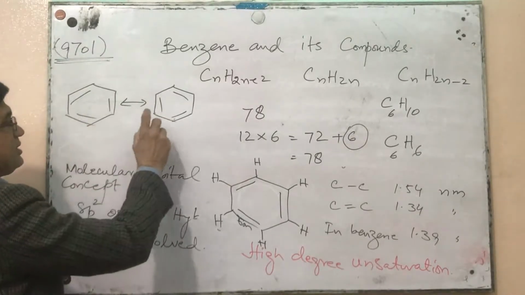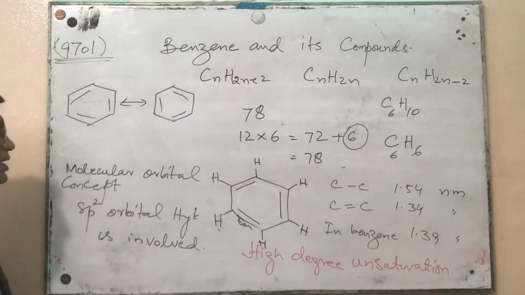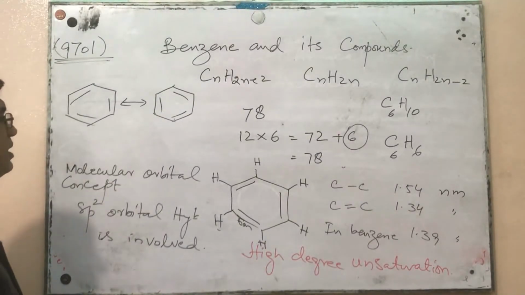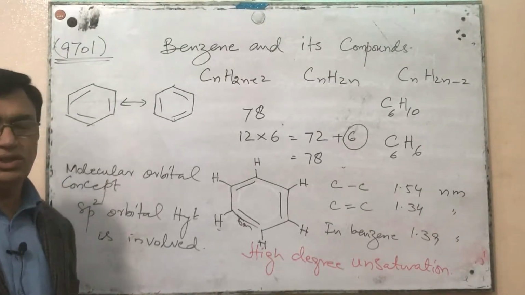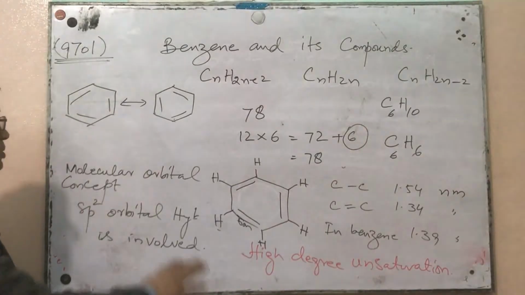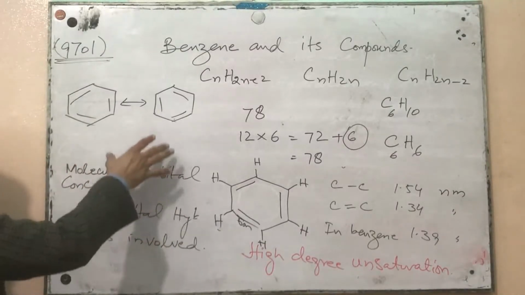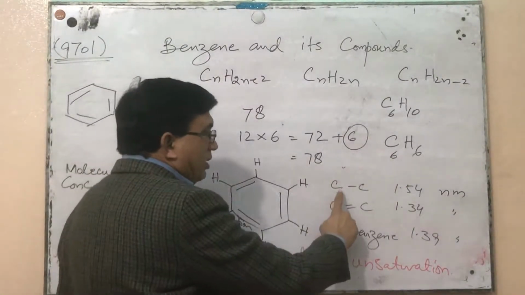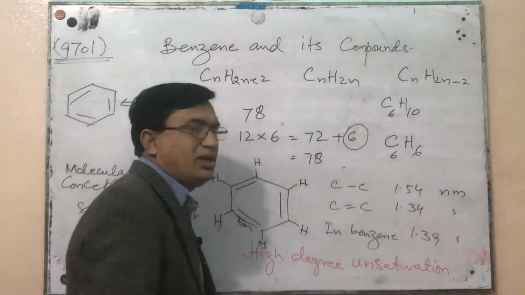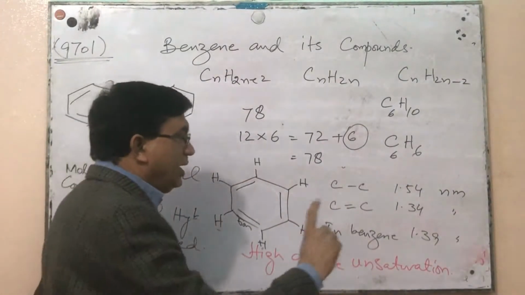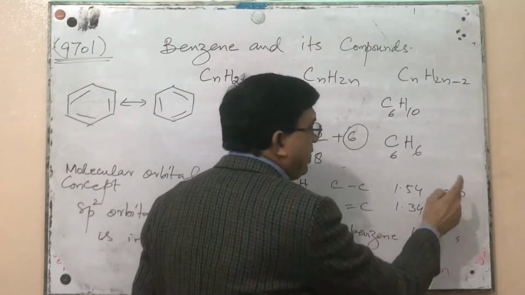Now, what are resonating structures? Those structures which show differences in the electron pairing arrangement are called resonating structures. According to the rule, if a molecule has a large number of resonating structures, it will be maximally stable. Benzene has two resonating structures. Also, X-ray studies prove that in alkanes, the carbon-carbon single bond is 1.54 nanometers in length, while in alkenes, the carbon-carbon double bond is 1.34 nanometers in length.